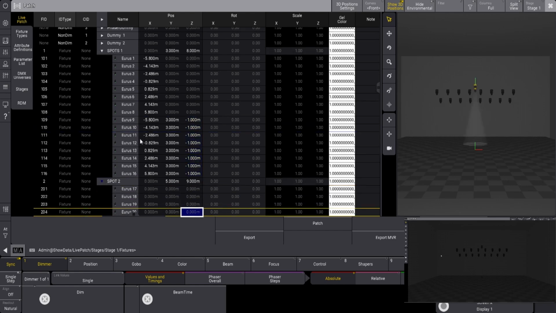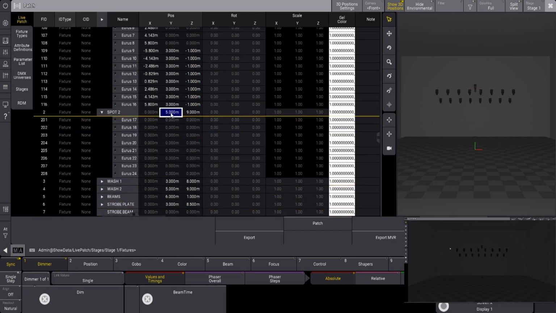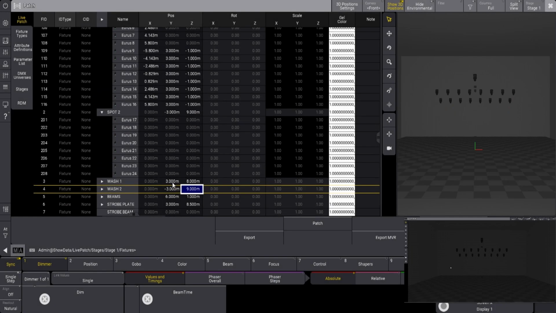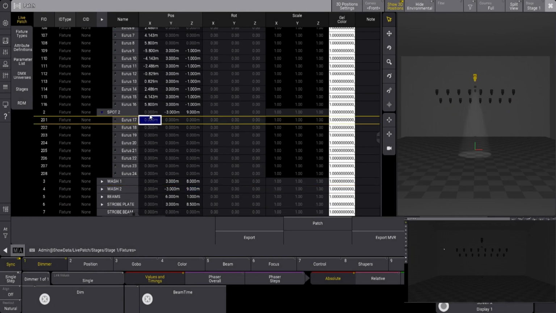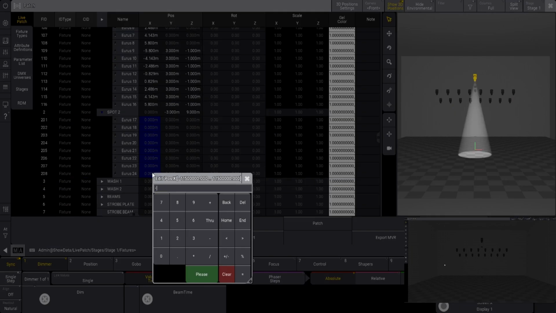And then our front truss. So this actually needs to be minus three and minus three. Put front truss. Minus.